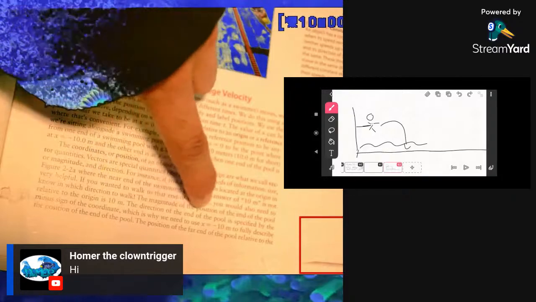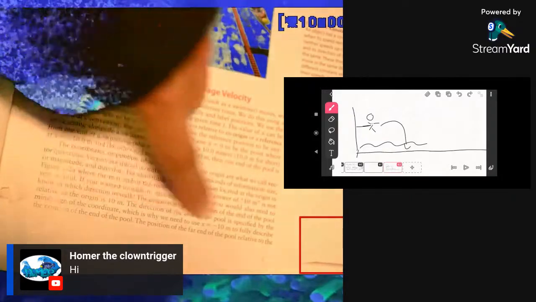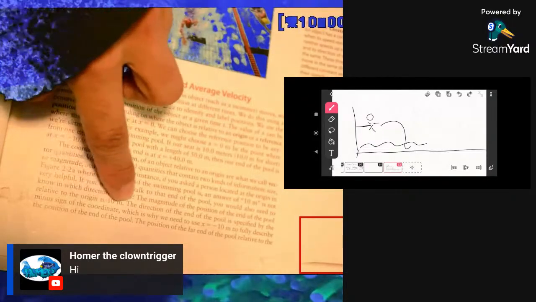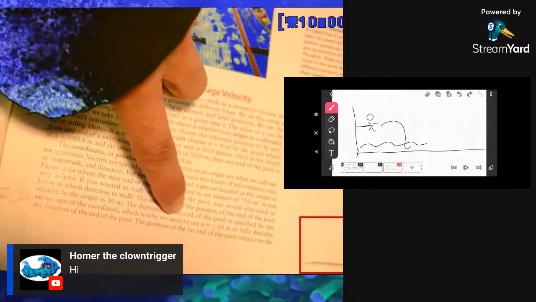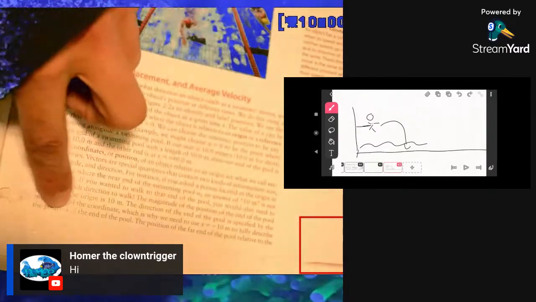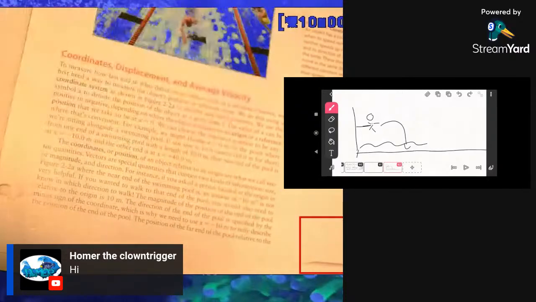The direction of the end of the pool is specified by the minus sign in the coordinate system, which is what we use, x equals minus 10, to fully describe the position of the end of the pool.